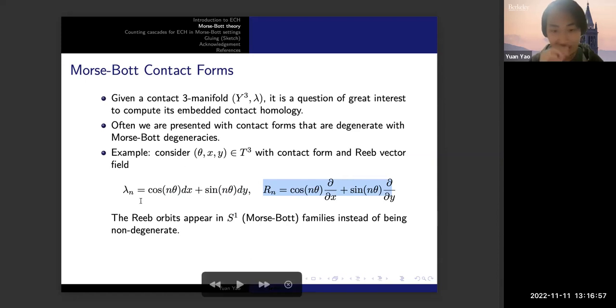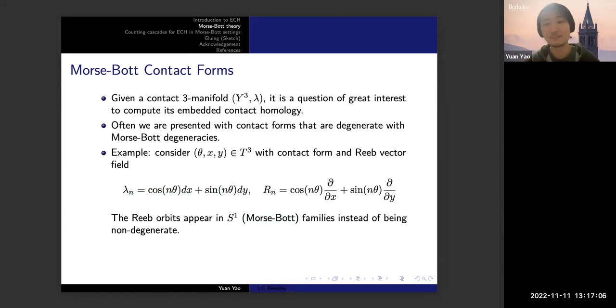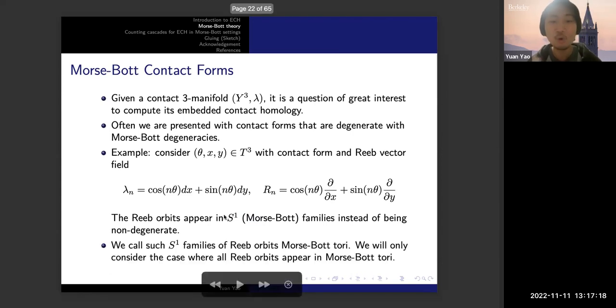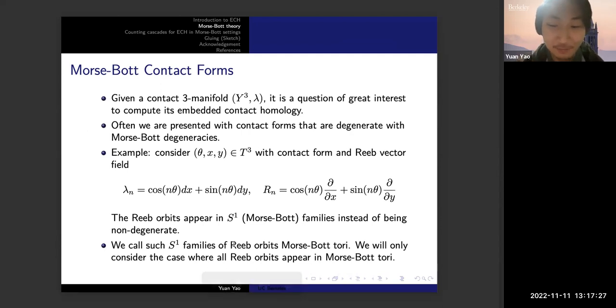And so if you write it all out, the Reeb vector fields appear in an S1 family. Instead of being isolated, there's a circle's worth of Reeb vector fields. And there are more spots, which is a technical condition. But the point is that instead of seeing isolated Reeb vector fields, you see tori that are foliated by an S1 family of Reeb vector fields. And we'll call these S1 families Morse-Bott tori, for obvious reasons.